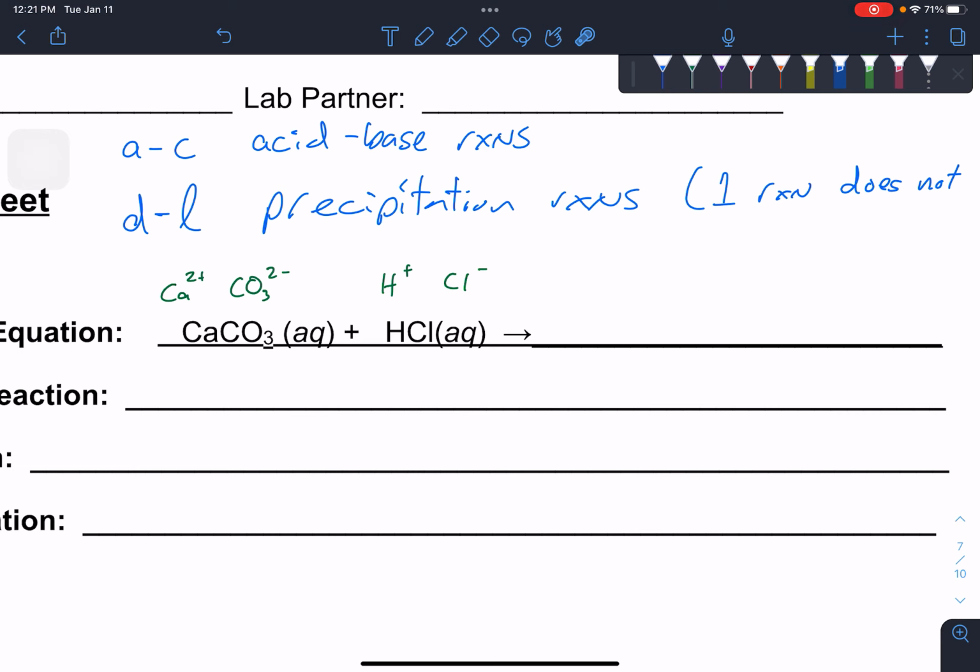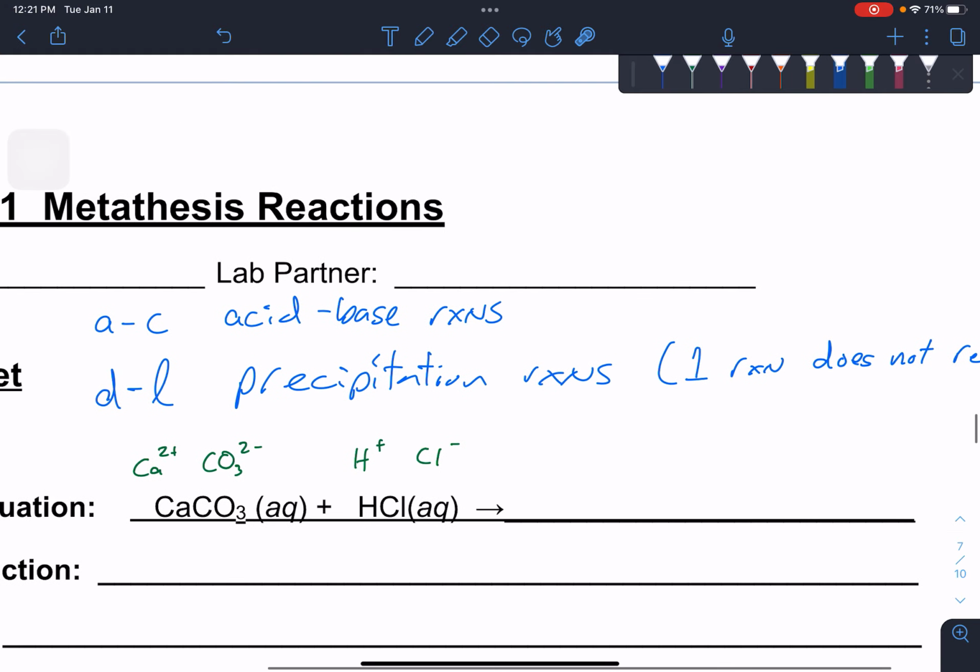Now, hydrochloric acid, HCl, that's a different beast. It's not an ionic substance. You can draw a Lewis structure for HCl. It has a bona fide covalent bond holding the hydrogen and the chlorine atom together. That's in the gas form.